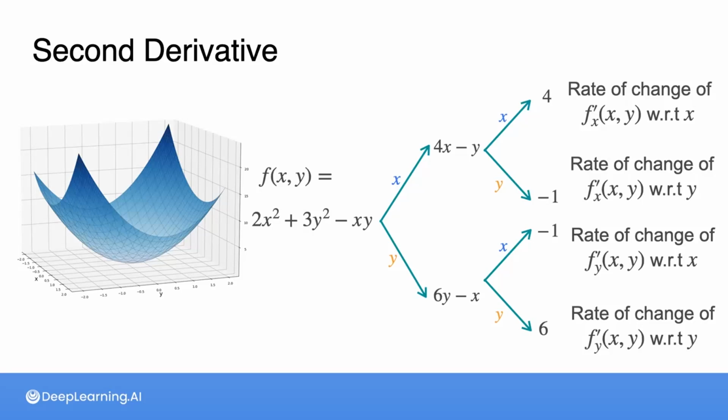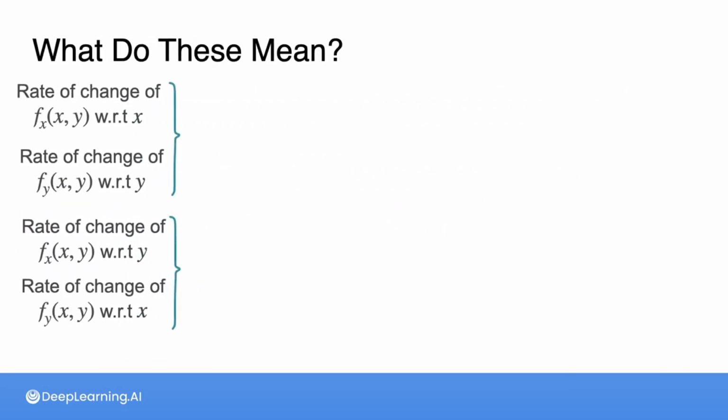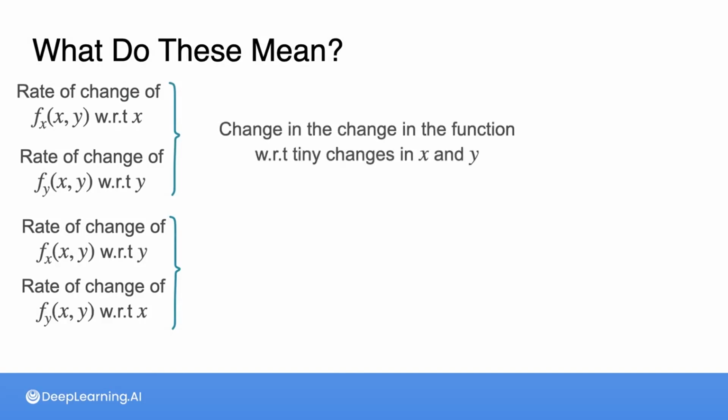So it's the rate of change of fx with respect to x, of fx with respect to y, and then of fy with respect to x, and of fy with respect to y. Notice something peculiar. These two are the same thing. That happens almost all the time. But let's summarize this a little bit. The first two are the rate of change with respect to x and then with respect to x, and also with respect to y and with respect to y.